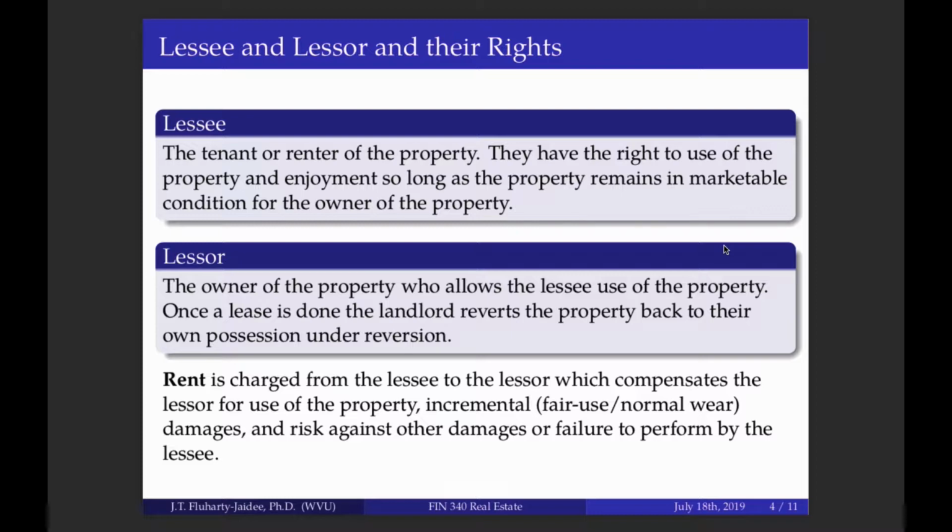And the other thing that will be included in the rent is the risk against other damages or the failure that you are not going to perform your duties as the lessee in paying the rent. So let's imagine that the landlord leases the apartment to an individual who has a very stable job and is able to make rent for 8 months. And then they lose their job and they don't have enough savings to make future rent. It is a good idea for the landlord to build in a little bit of padding in the monthly rent payments for the case that they would actually have the tenant not be able to make their rent payments.